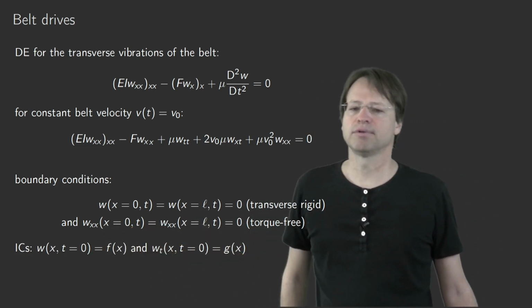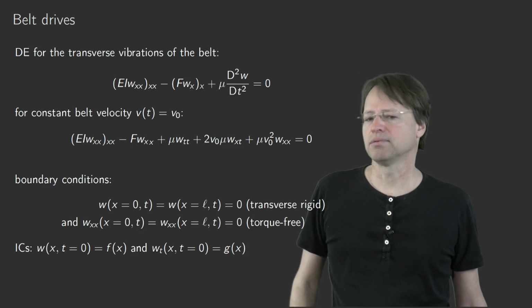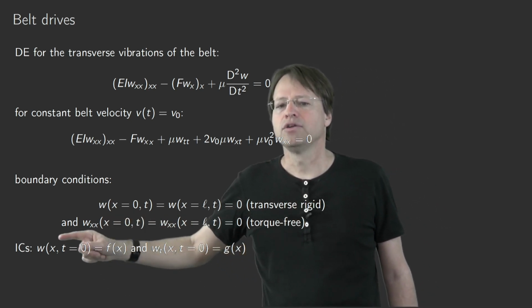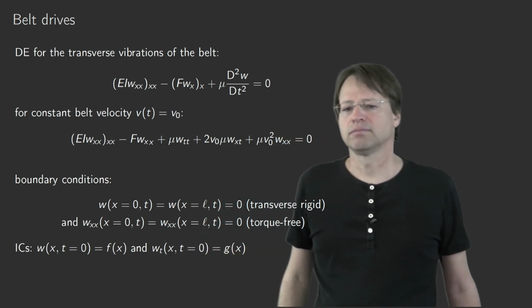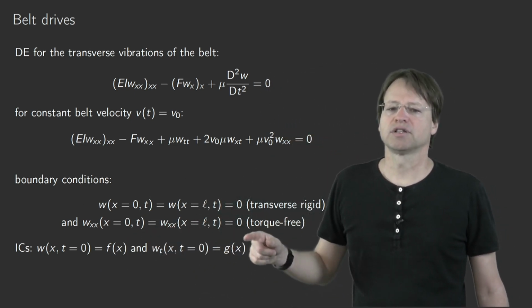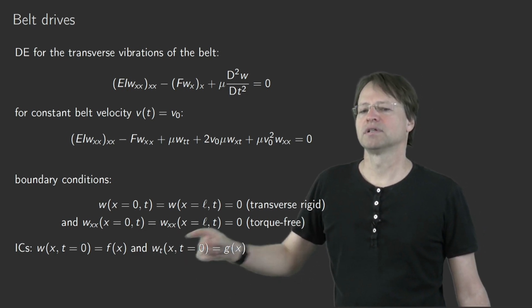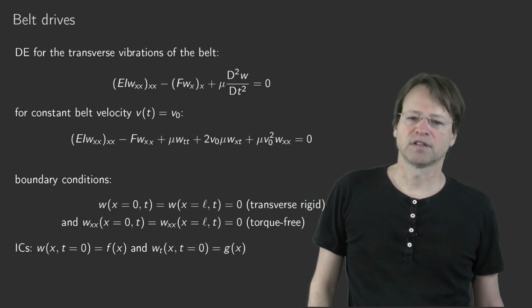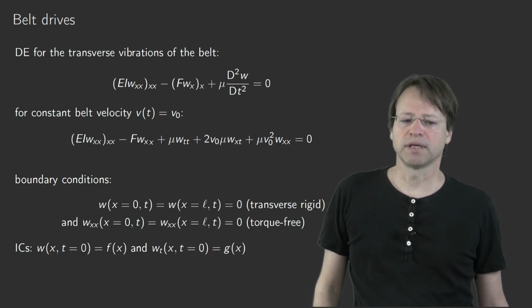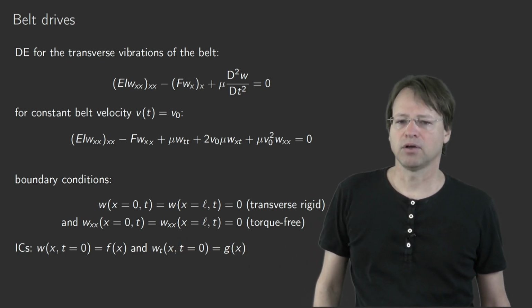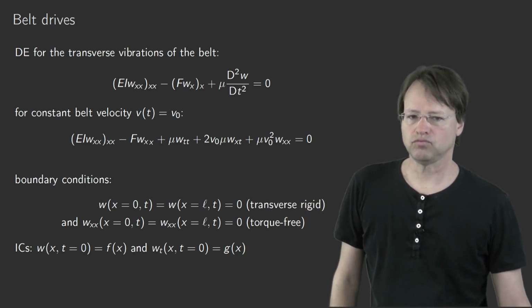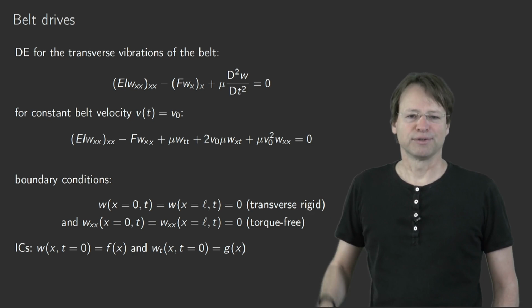So for time t equal to 0, you could take, of course, t equal to t0 or some other point as well. You have for any point x, you need a function f of x and another function g of x for the velocity, yeah? For the partial derivative of w with respect to time. Okay, so with this, the problem is fully specified. So let's solve it, right?